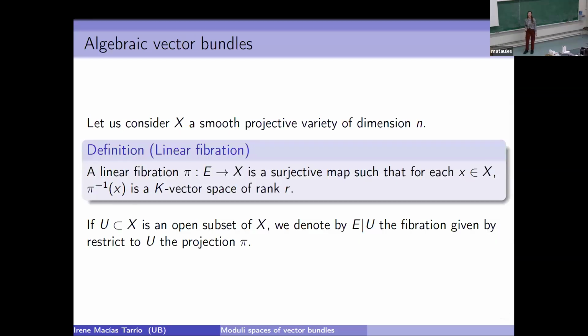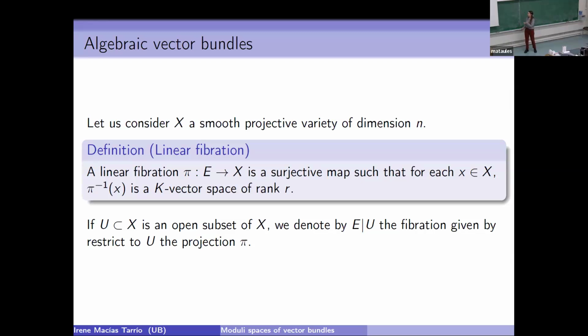So we want to study vector bundles. We do the same as before, but now our variety changes. We are now working with vector bundles over projective varieties. So the idea is the same. A vector bundle will be an example of a kind of linear fibration.